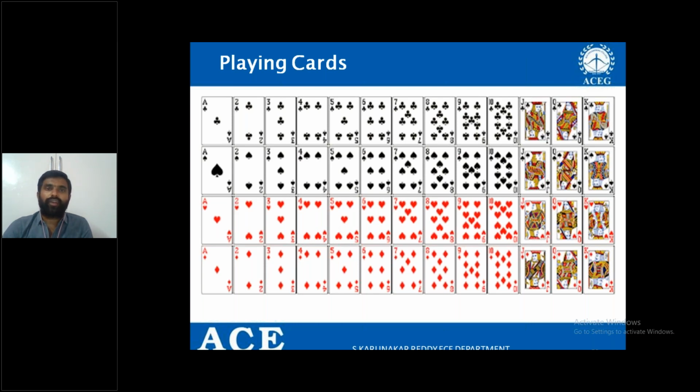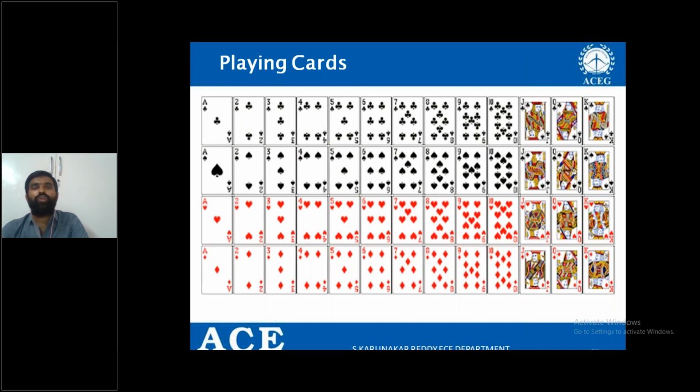13 cards with club symbol, 13 cards with spade symbol, 13 cards with heart symbol, 13 cards with diamond symbol. And each of the 13 cards is numbered from A to K: A, 2, 3, 4, 5, 6, 7, 8, 9, 10, J, Q, K. That is the sequence of cards.